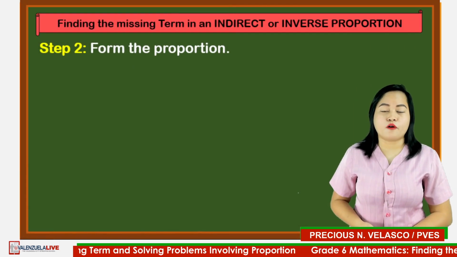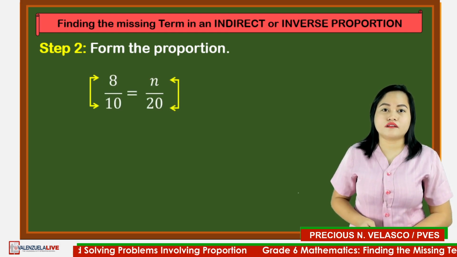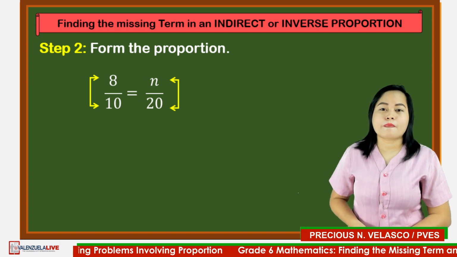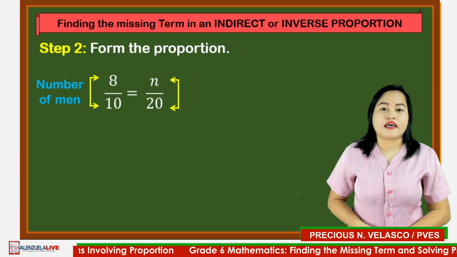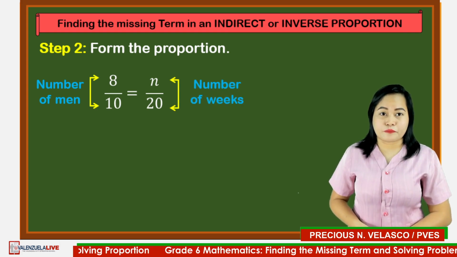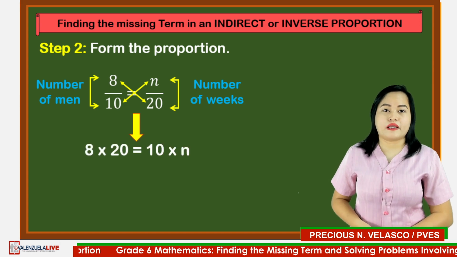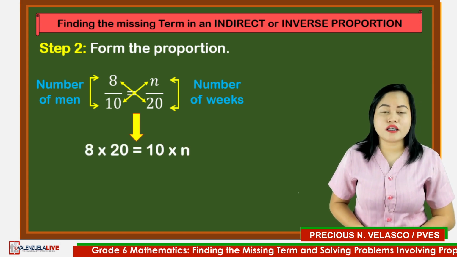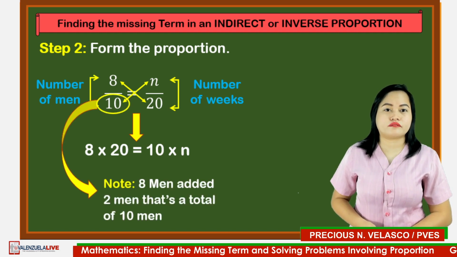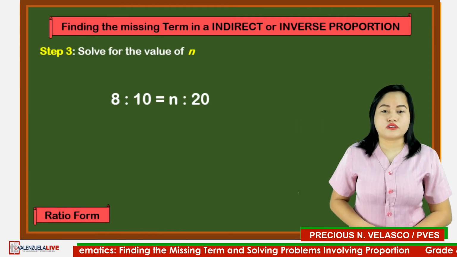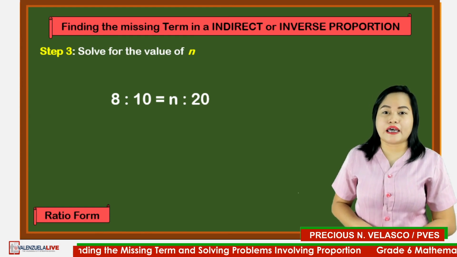Let's try another form, which is in fraction form. So we have 8/10 is equivalent to n/20, wherein 8 over 10 is the number of men, and n over 20 is the number of weeks again. Then we are going to cross multiply this. So we have 8 times 20 is equivalent to 10 times n.